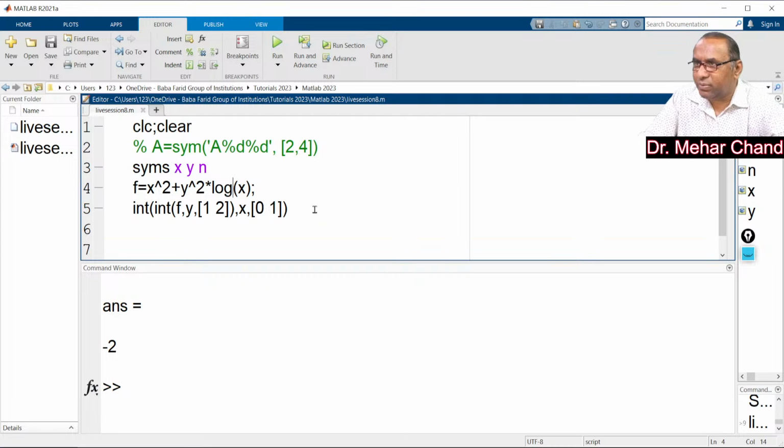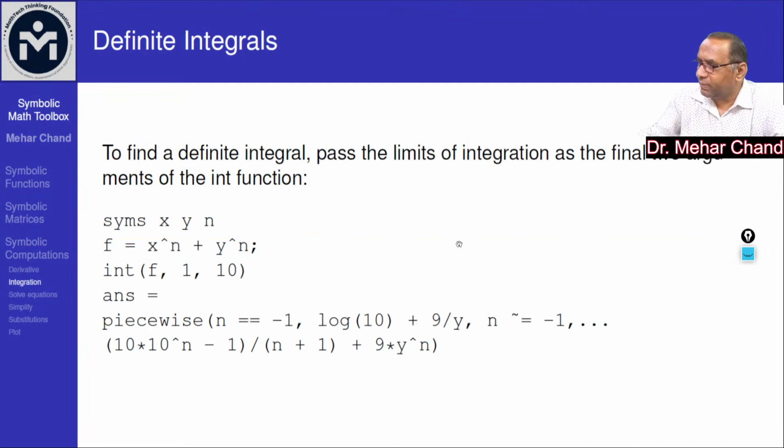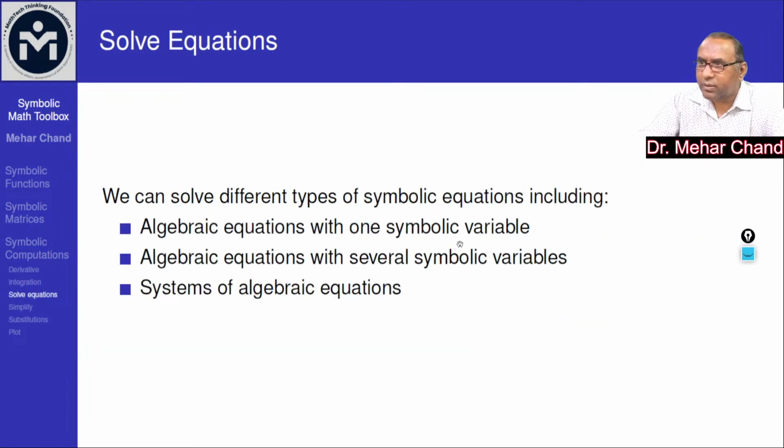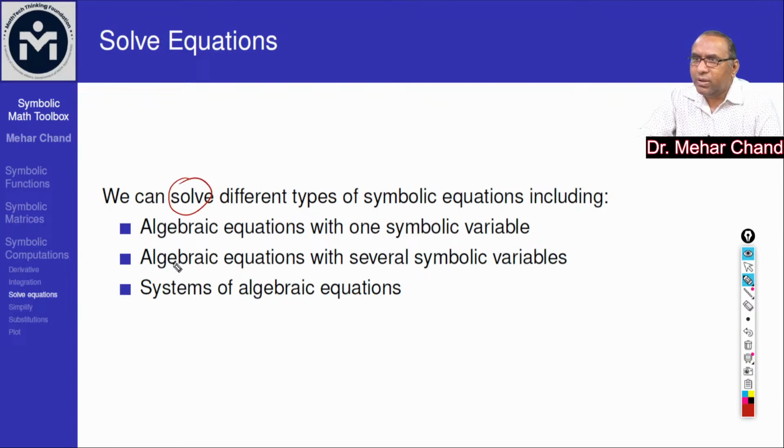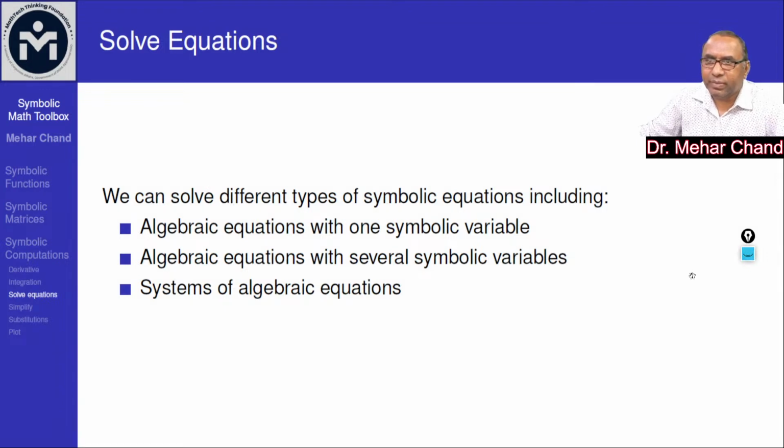Now I have how we can solve equations. We can solve different types of symbolic equations by using the solve function. This function will be used to solve the equations. Algebraic equations in one variable. Then we have algebraic equations with several symbolic variables. Then we have systems of equations. So all these types of equations we can do easily in the symbolic format also. See here.